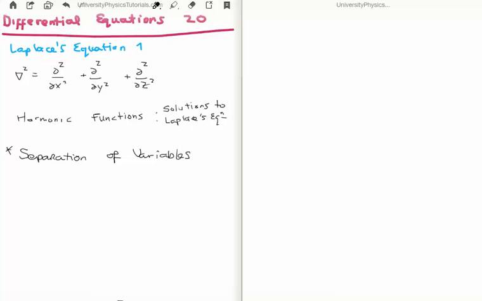Now, as an aside, not only does separation of variables work for Laplace's equation, it works for the Schrodinger equation and the wave equation. In actual fact, the reason it works for so many of these is because they're all second order linear differential equations with constant coefficients. And separation of variables just works for that sort of equation.